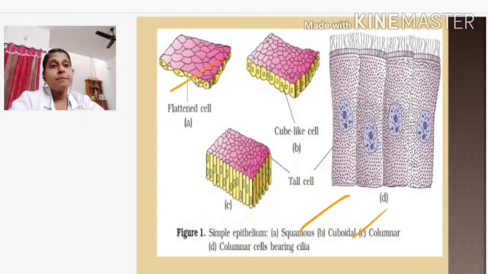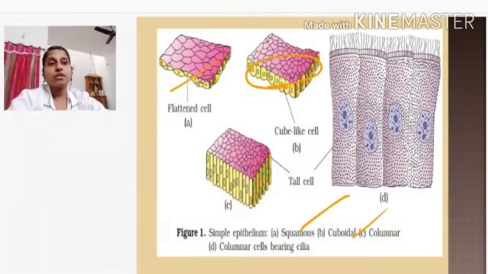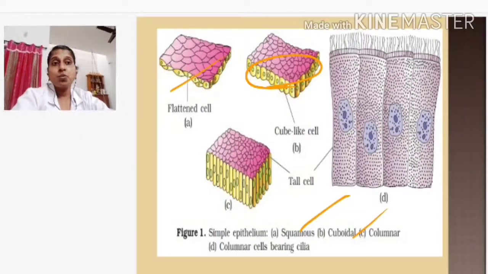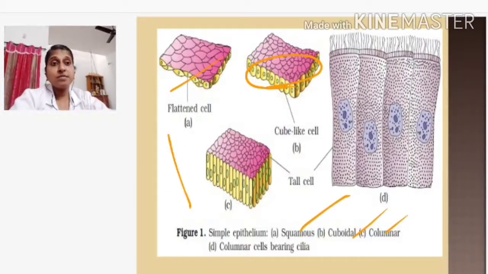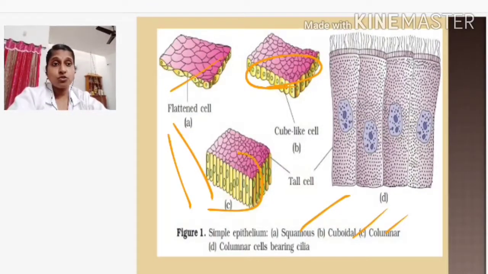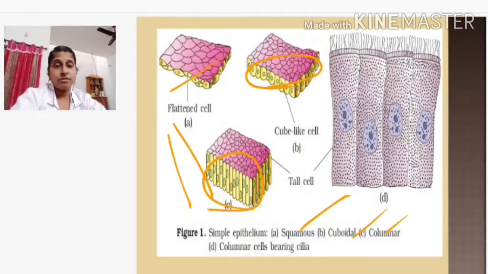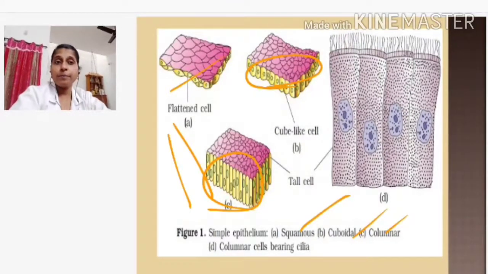When the cell is having a cube-like structure, it becomes cuboidal. Cuboidal cells. Okay. Cuboidal epithelium. Now, when the cells are like columns, a cylindrical column-like structure, then it becomes columnar epithelium.